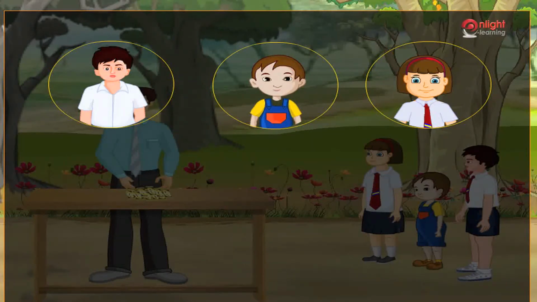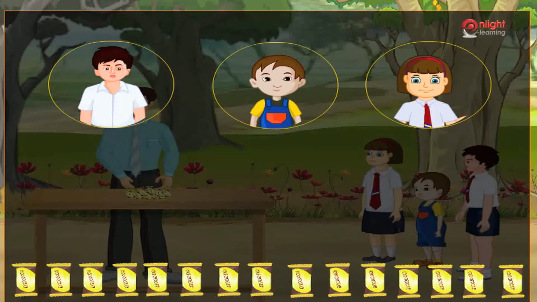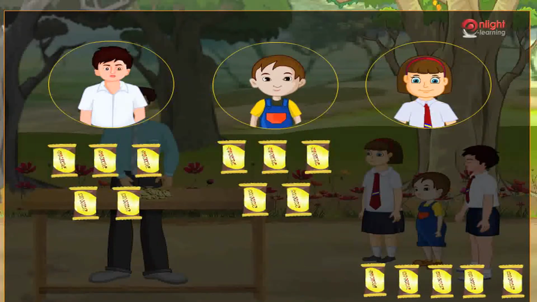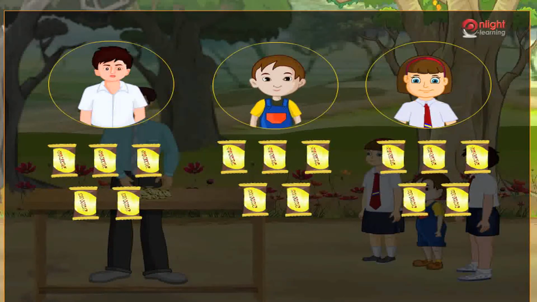Take 15 chocolates, give 5 chocolates to the first child. 10 chocolates are left. Give 5 chocolates to the second child. 5 are left. Give 5 chocolates to the third child. 0 are left. We have subtracted 5 from 15 3 times. So, 15 divided by 5 equal to 3.